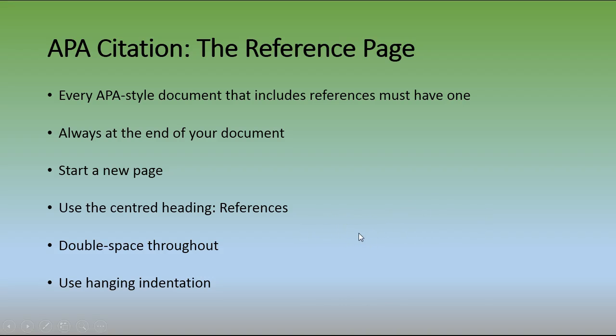So we've talked about in-text citations. Now we come to the other part of APA citation, which is the reference page. It always is the final part of a document. It's on a new page. It always has the same title. It's called References. It's double-spaced, and it uses what we call hanging indentation. And we'll get a better sense of that when we look at it.